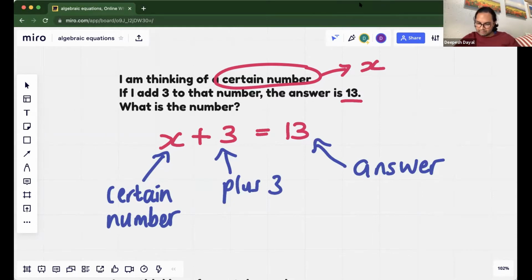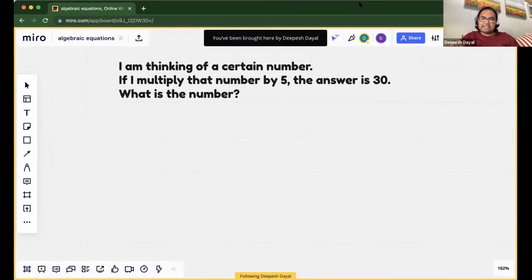Let's try another one. I'm thinking of a certain number. If I multiply that number by 5, the answer is 30. What is the number?